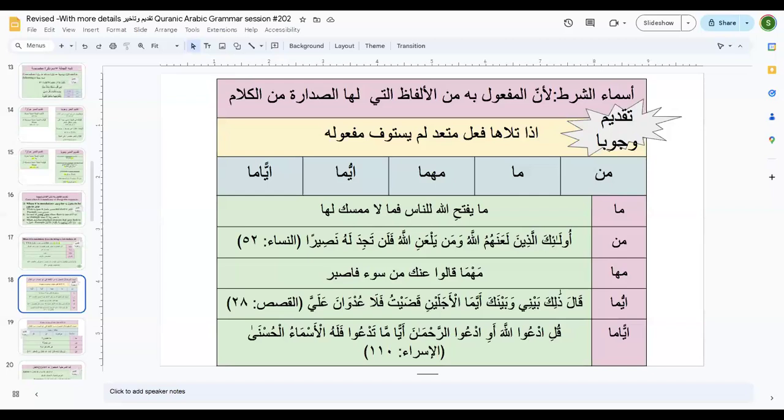Can anyone remind me what are the huruf shart? In, law. No, man is ism, right? Man shartiya is an ism. So in is harf shart, ma is harf shart, and then you will see law, in ghair jazima you see law, you see amma, and there is laula, right? And lauma is included in there as well.